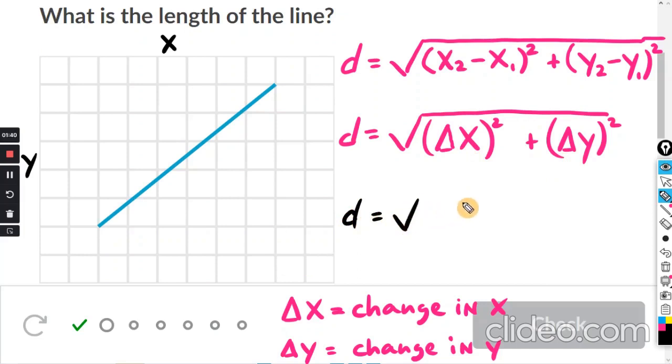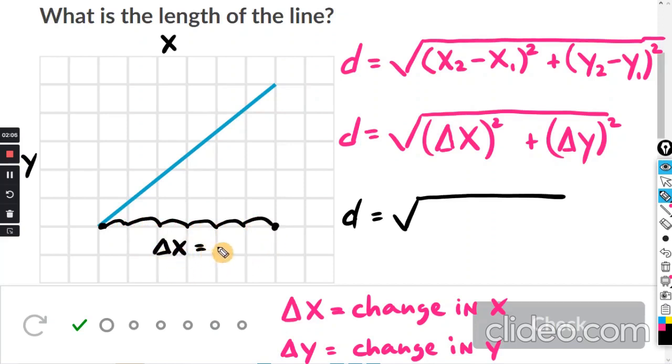Okay, so we have the square root, and the change in x is going to be the left-right distance. So I'm going to start here, and I'm going to end up right here. Okay, so how many units is this? Well, that's going to be 1, 2, 3, 4, 5, 6. Okay, the change in x is going to be 6. All right. You don't have to worry about positive or negative. Like we said before, when it's negative and you square it, it's going to be positive anyway.